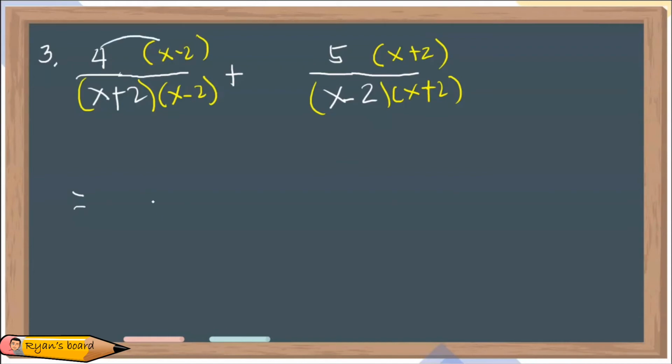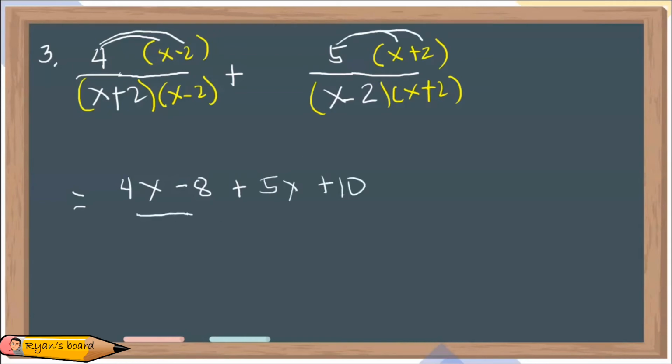What is 4 times x? That's 4x. 4 times 2 is 8. Copy minus. Okay. Plus. Wala tayong babaguhin na sign since ito ay positive or plus. So that's 5x. And this is plus 10.